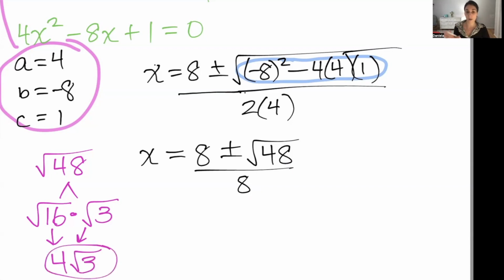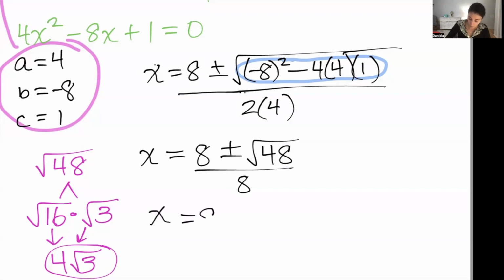How do we know, by the way, that we are done and we simplified it all the way? Is the number underneath the radical, you ask yourself, is there a perfect square that goes into that? And the answer is no, right? So you know it's simplified as much as possible.